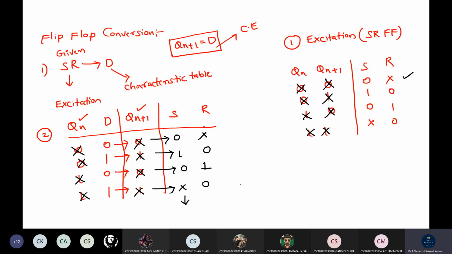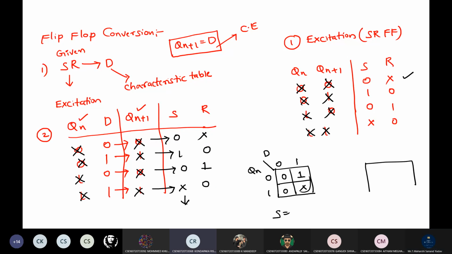Now map this on a K-map for S and R. How many variable K-map? A 2 variable K-map, with inputs Qn and D. Write 0 1 0 x. One pair is for S, so S is equal to D. Tell me for the next one: x 0 1 0. R is equal to D bar. One pair is possible, which is D bar.